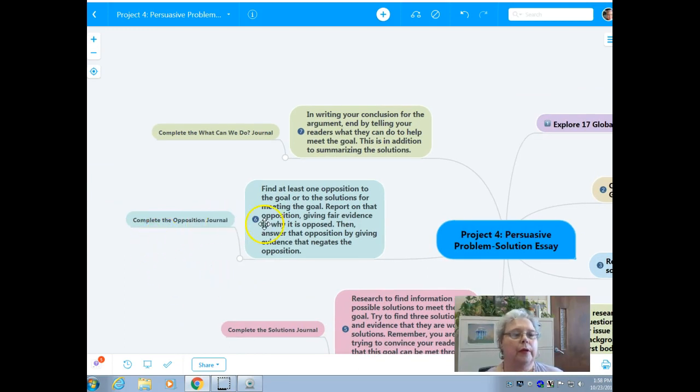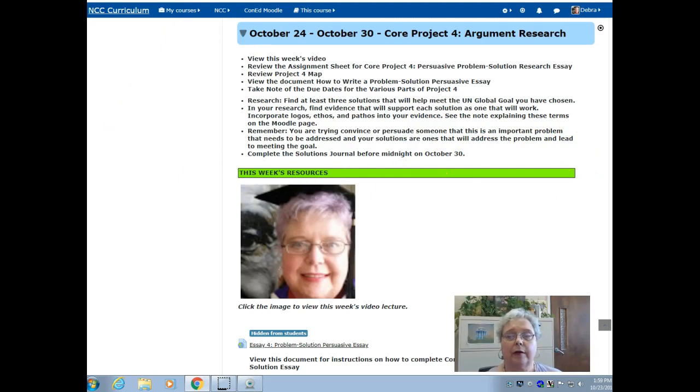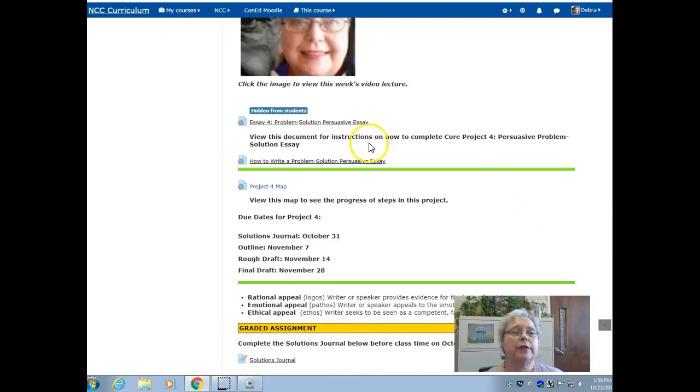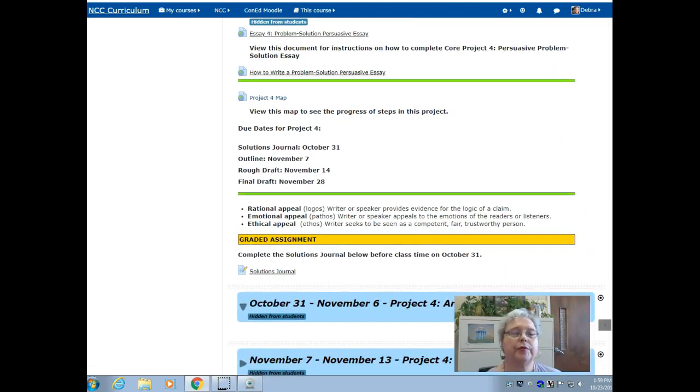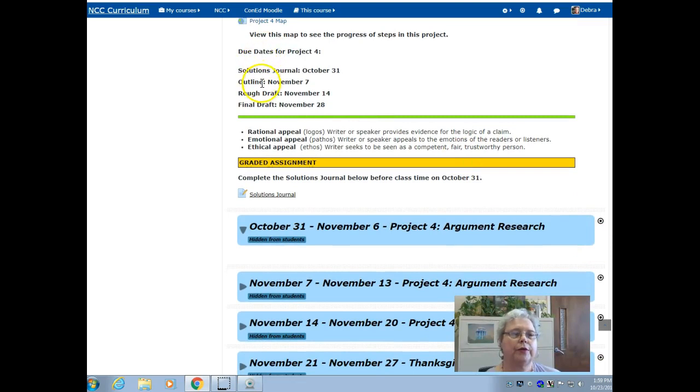I went ahead and put what we will be doing next, which will be looking for the opposition, and then this is what you need to be doing for your conclusion paragraph. But right now, make sure you have everything that we need to have up to this point. All of these documents are listed here on the page, so you can go back and pull them up yourself and look at them. There are the due dates for Project 4 again listed there. And there's a reminder of the rational appeal, emotional appeal, and ethical appeal of those different kinds of arguments that you want to bring into your paper.